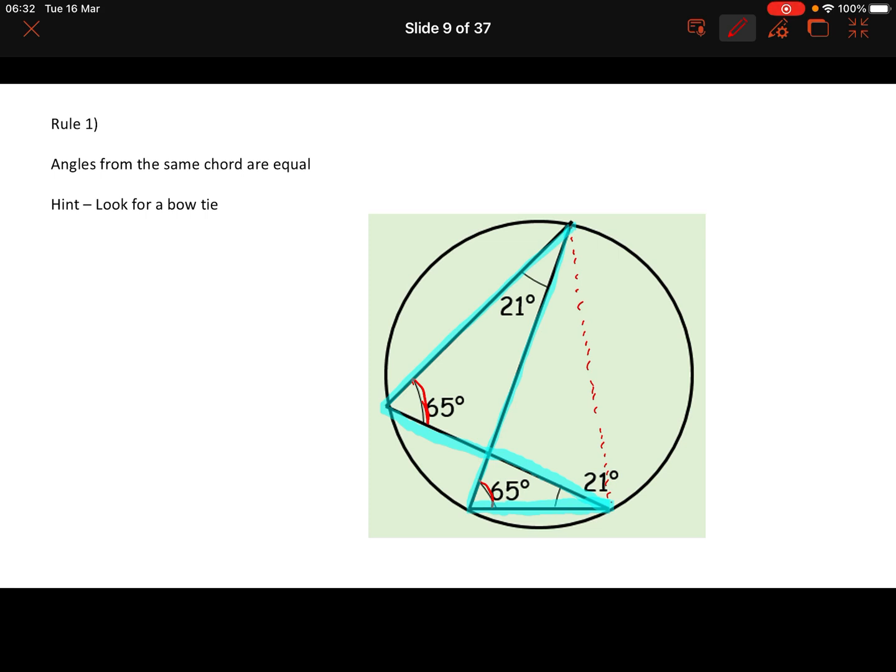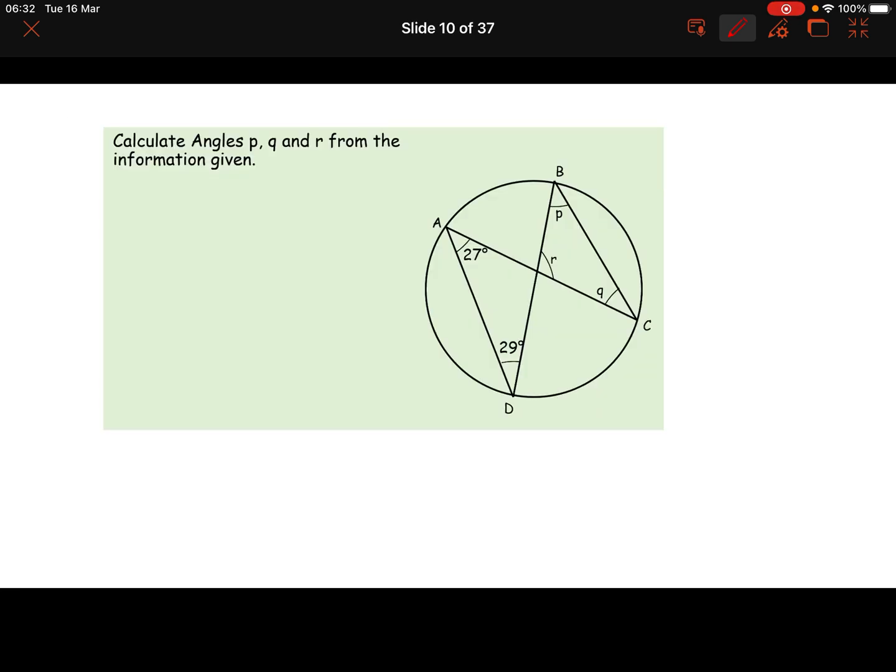And it's equally true that you've got it the other side. So from a different chord, but the angles are from the same chord, so they will be equal to each other. So basically the tips of the bow tie are equal to each other. The angles are equal to each other. So look out for that. Look out for bow ties. So, you know, should be nice and easy.